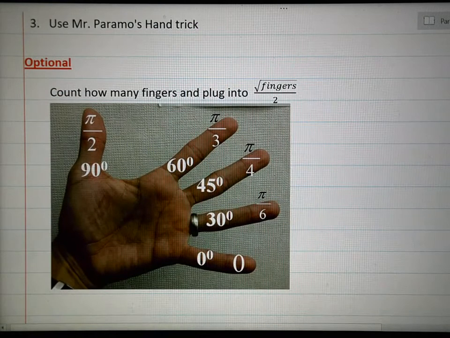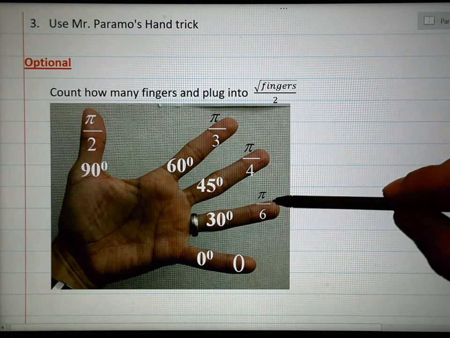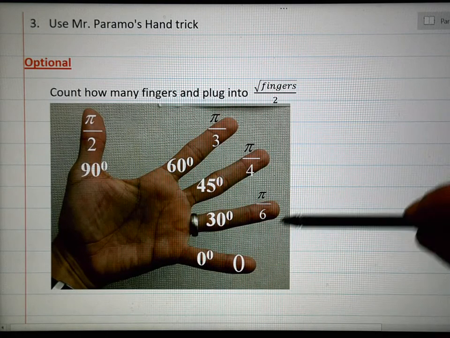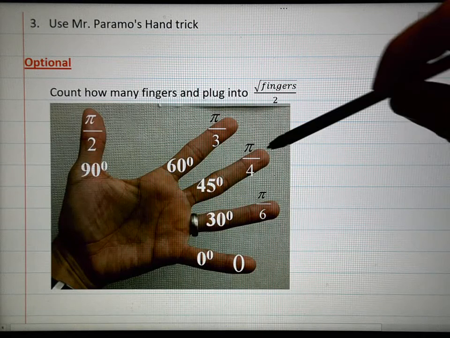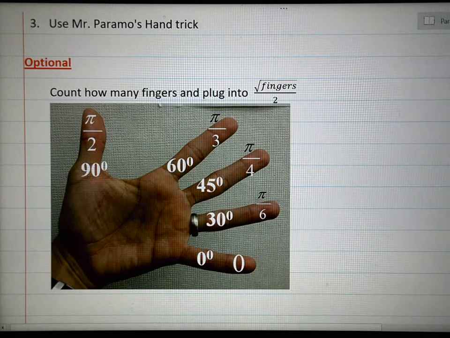So the one thing I didn't really mention the last time we were talking about the hand trick, if you are a person who uses this, the only thing that I have here that we didn't write down were the radian measures. 0 radians, pi over 6, pi over 4, pi over 3, pi over 2.